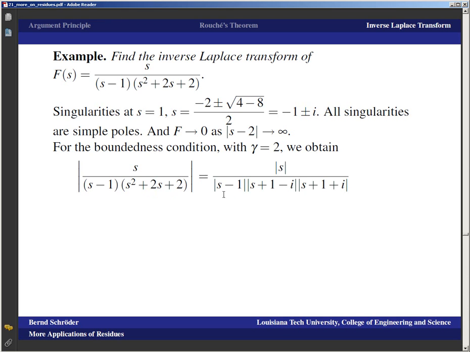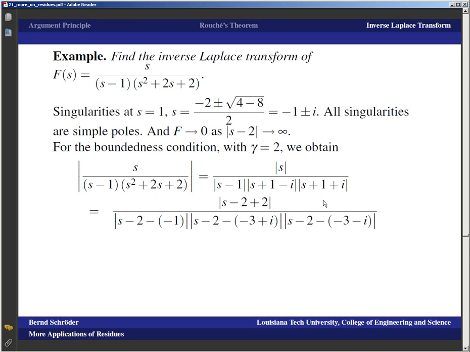And so that's just the factorization of the s squared plus 2s plus 2, and we put the absolute values around all the individual factors. And now we expand with plus minus 2. So the numerator is the absolute value of s minus 2 plus 2. The denominator is s minus 2 minus negative 1, and here s minus 2 minus negative 3 plus i, and s minus 2 minus negative 3 minus i. Well, that is just expansion with plus minus 2.